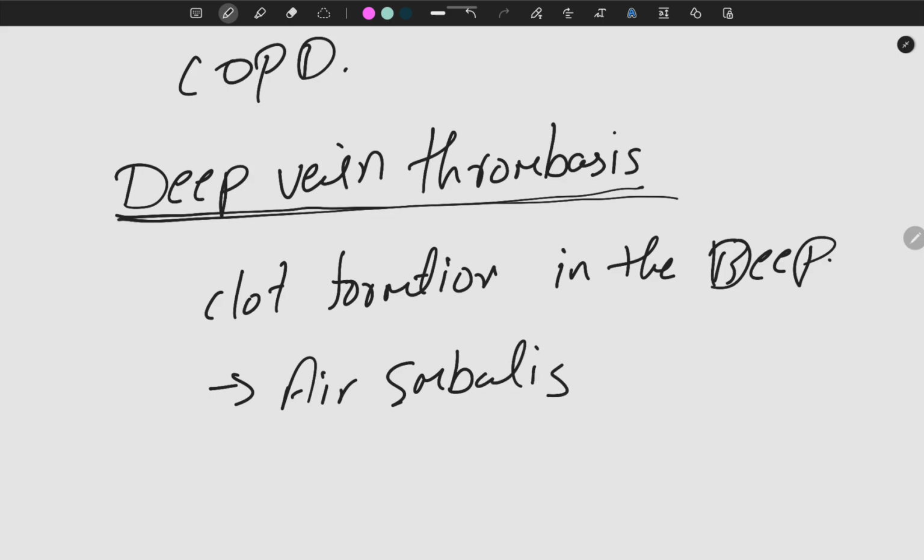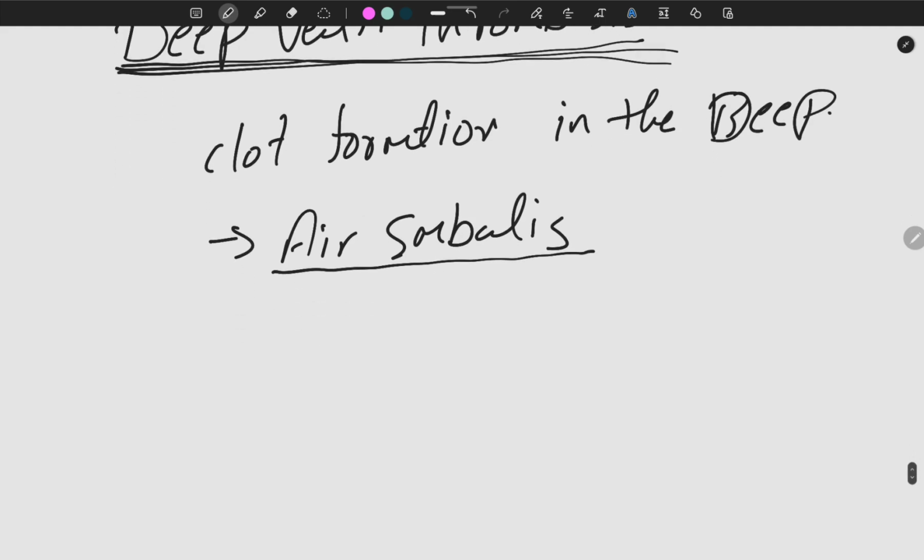This is a big complication of deep vein thrombosis, that is embolism, and the risk is increased when the emboli are stagnant in the lungs. When they are stagnant in the lungs, it will lead to severe respiratory distress.